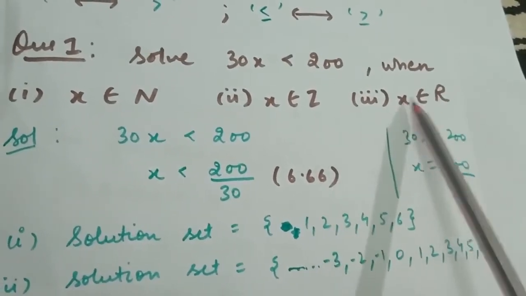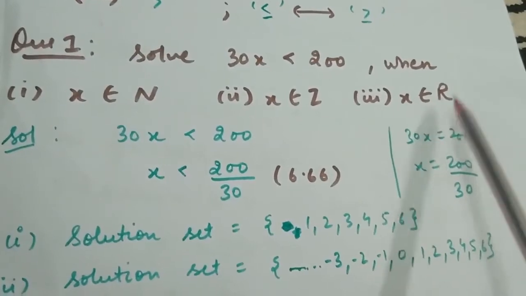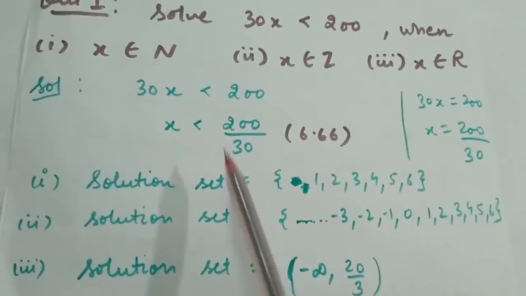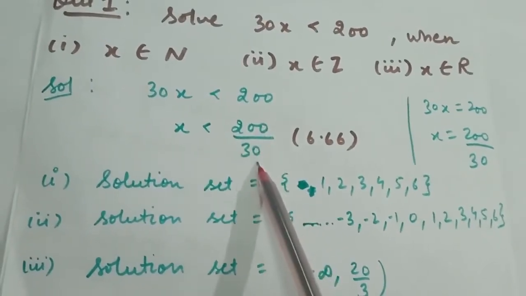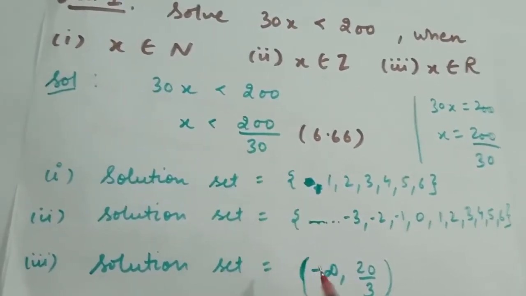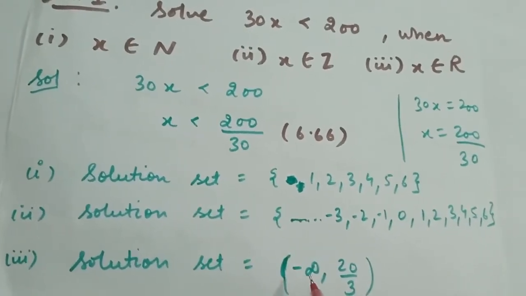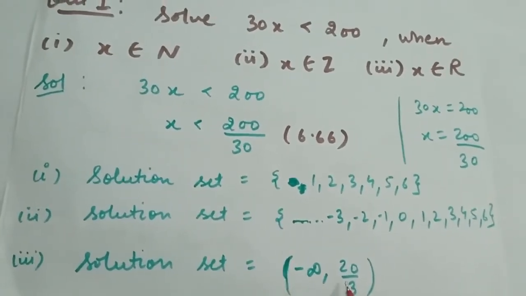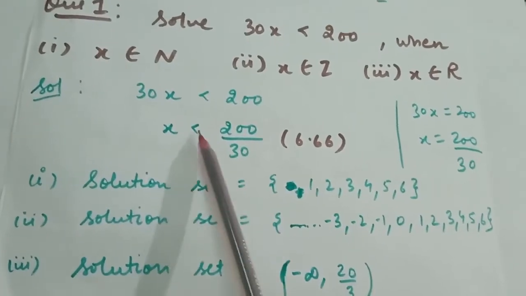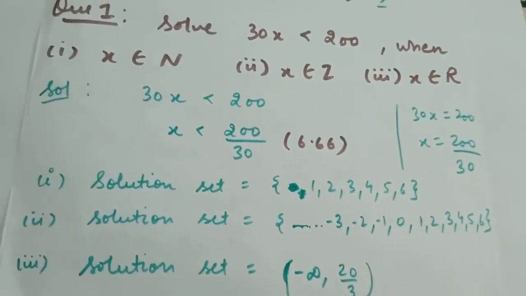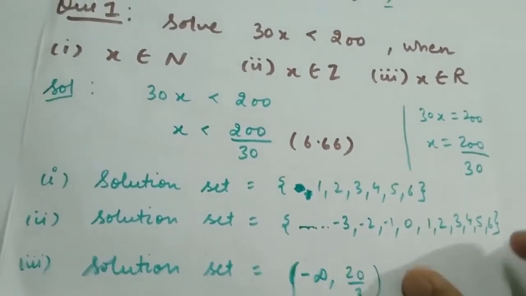Next is if x belongs to the real numbers. So we will define it in terms of intervals. So x is less than, if you cancel out the 0, 20 upon 3. So x is less than 20 upon 3. So the interval will be from minus infinity to 20 upon 3. As there is no sign of equality, therefore round brackets will come on both sides. Clear? Let us take one more example.